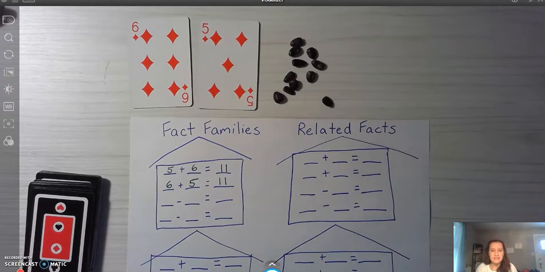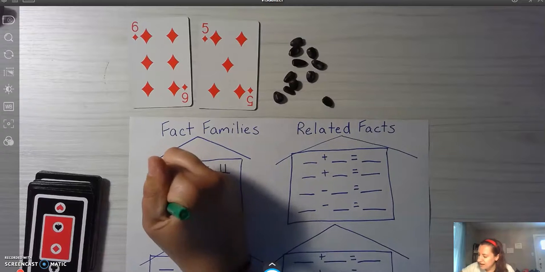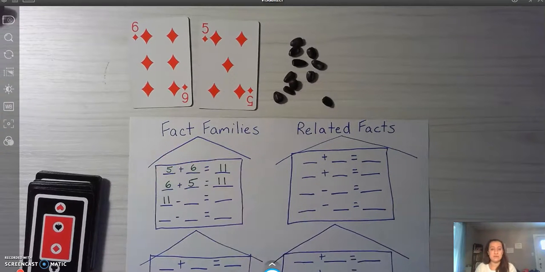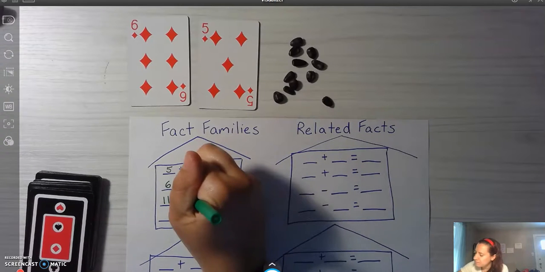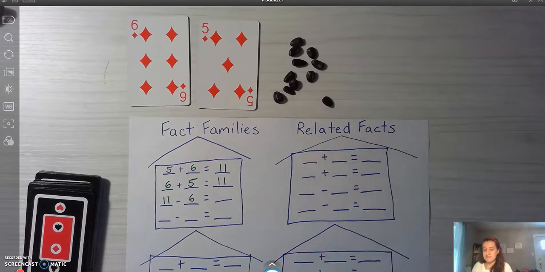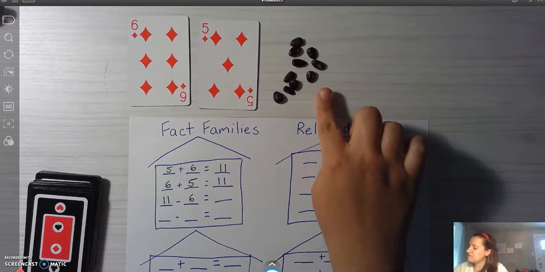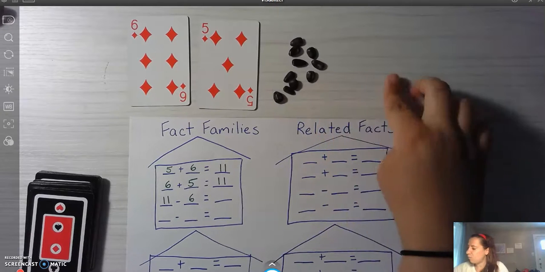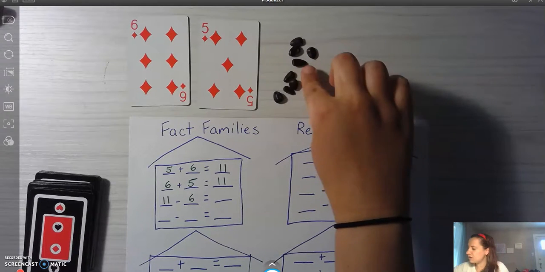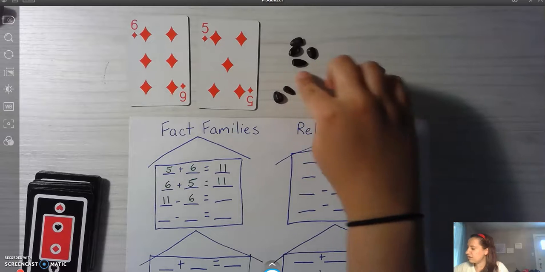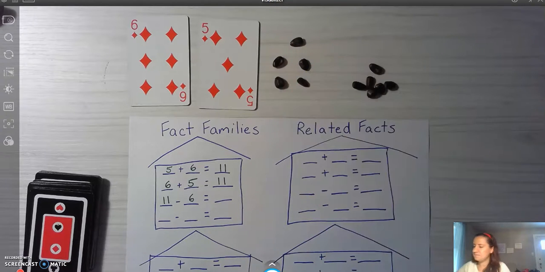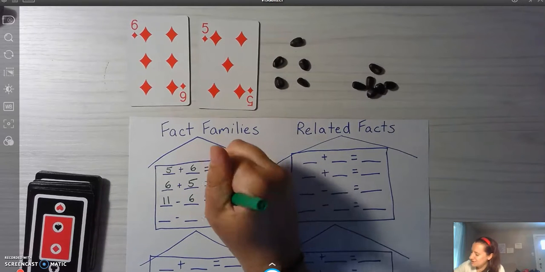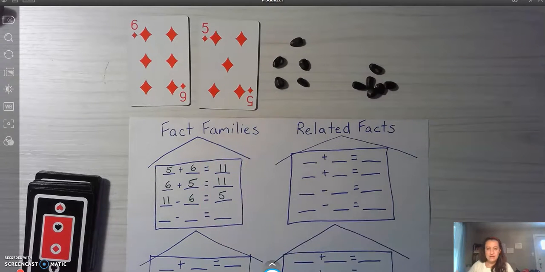The next part gets a little tricky. Instead, we're putting 11 at the front and creating a subtraction problem. So I'm going to start with my 6. If I do 11 minus 6, I have my 11 seeds here. I'm going to take 6 of them away and see how many I have left. 1, 2, 3, 4, 5, 6. How many are left there? 5. So 11 minus 6 equals 5.